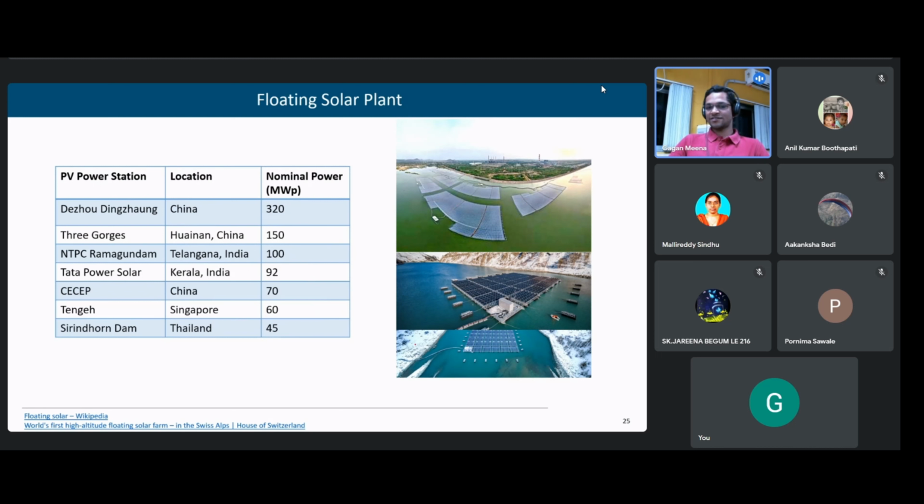You can also see the snow here. So it is one of the lakes in the Alps. There are some benefits of installing these solar plants at high altitude. And in general, why do we go for this floating solar plant? What advantage do they have over land-based solar plants? Can you tell? You can make a guess also.